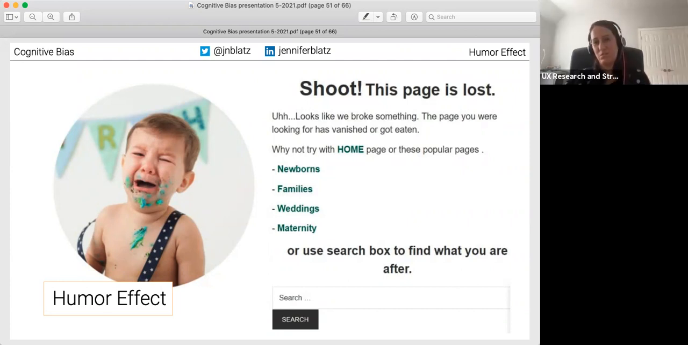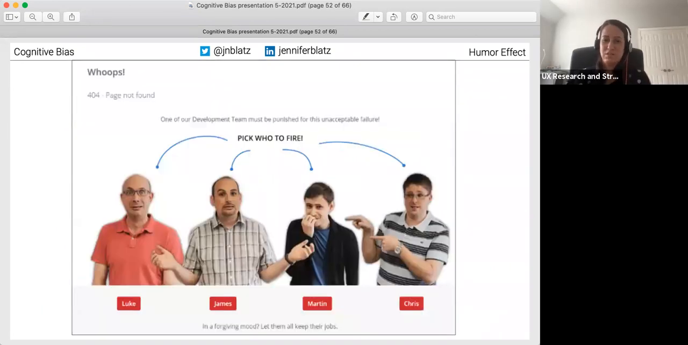So this is an easy one, right? We've all seen something funny on the internet. I really love this 404 page. It really cracks me up. You get to choose the developer who gets fired for this error message coming up. Now, this is fun. I'm sure they don't get really fired, but this is a fun error message, right? This is a good example of using the cognitive bias called the humor effect.